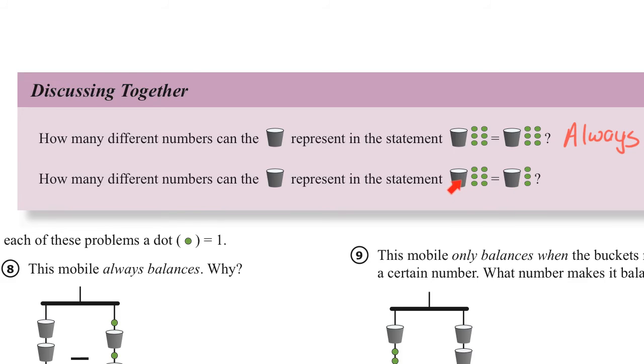If the bucket was 1, I would have 7 equals 4. Again, not a true statement. And so this one is never going to be true. No matter what you put in that bucket, this will not be equal.